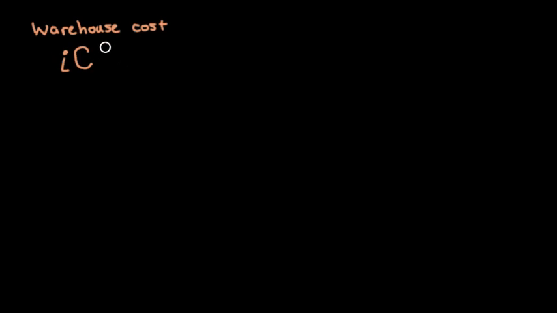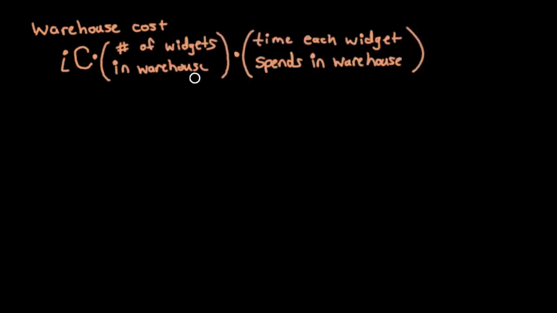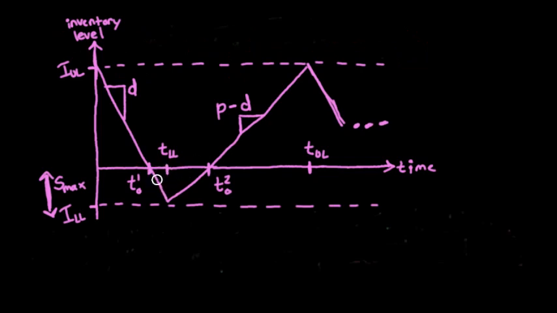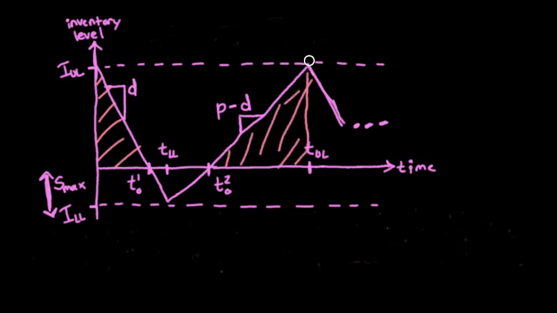But if we want total warehouse cost, it depends on how many widgets we're storing and how much time we spend storing each of those widgets. And this looks awfully familiar. In particular, it looks familiar to the shortage stuff we were just doing. Except now, instead of doing the area between this part of the curve and the axis, we need the area under the parts of the curve where we're actually using the warehouse. And we're going to cut it off right here because that's when a new cycle begins. And we're just concerned with one cycle right now.